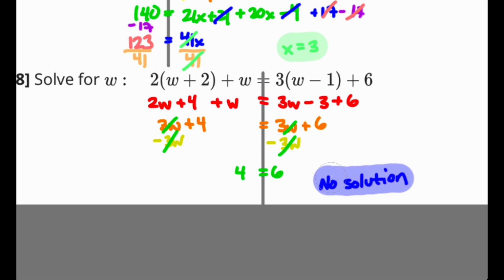Now I said x, really I should say w, because w is the variable that's used in this equation. But either way, if the variables cancel out, there's no more variables, and you're left with something like 4 equals 6 or 1 equals 7 or something like that, something that's not true, obviously 4 is not equal to 6, it would lead to no solution. So make sure you're aware of that. Whenever this happens, make sure you write no solution.